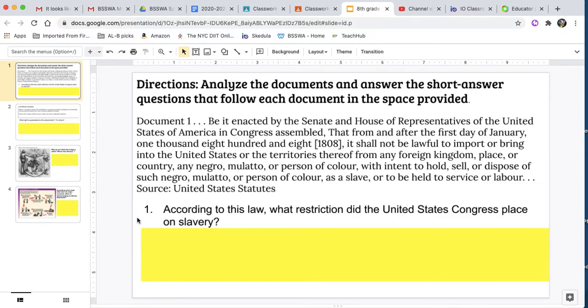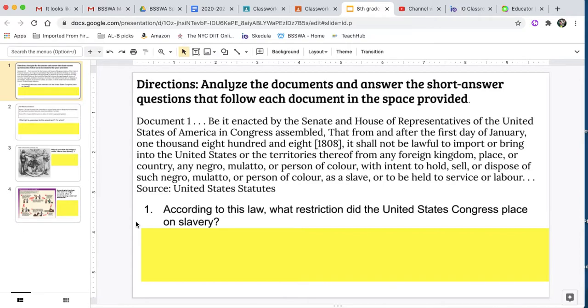What I'm going to do is start the read aloud of the directions and the document and the associated questions that belong to the document. Directions: Analyze the documents and answer the short answer questions that follow each document in the space provided. That would be here in the yellow box. Document 1.